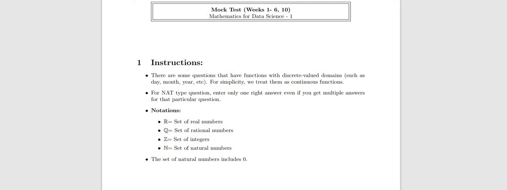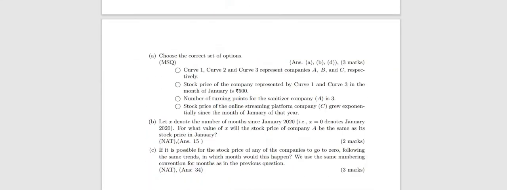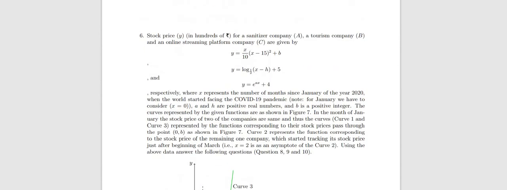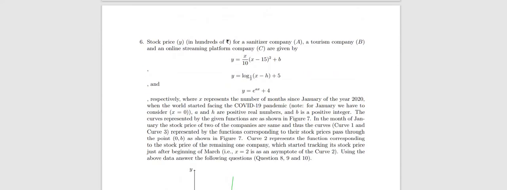So let's quickly go to the question. So here is question number 6. Here in this question, the stock price Y, which have been given in hundreds for a sanitizer company A, a tourist company B, and an online streaming platform company C, are given by three equations.